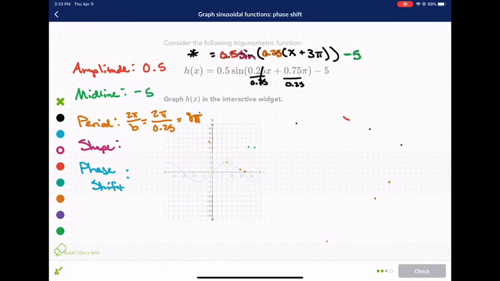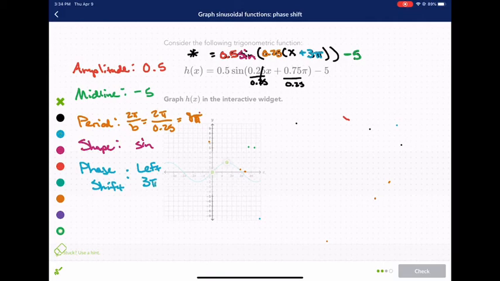Right, the shape is going to be easy. This is going to be sine, right? It tells me in the function sine. It's going to have a sine shape, and then the phase shift is this plus 3 pi. It's the opposite of what you would expect, right? It means left 3 pi.